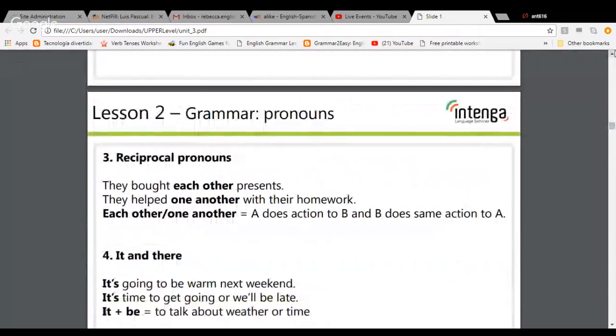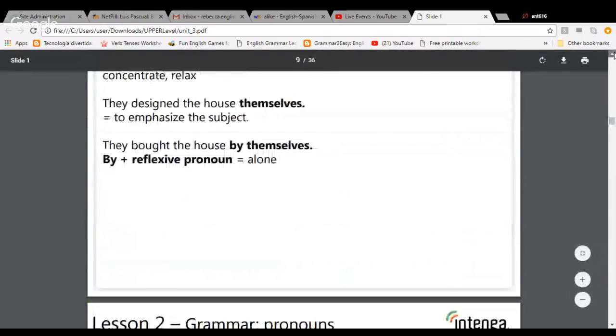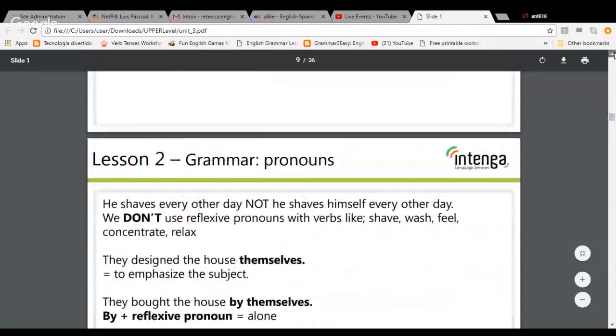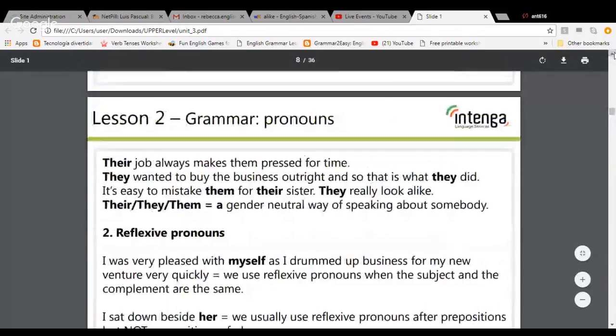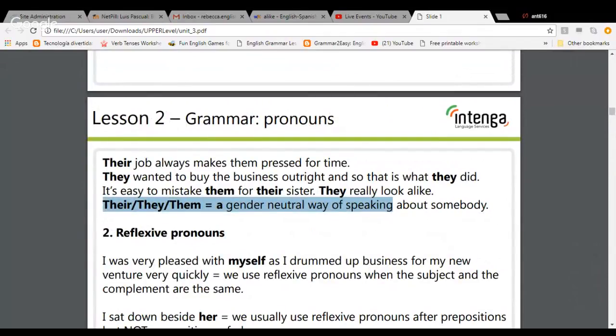Okay. So I understand where you're going, but not yet. Where is it? Come here. This one. They, them. Say that three times fast. A gender-neutral way of speaking about somebody. Again, this is when I commented that we can use singular or plural in this case. Okay, tricky. Okay, I got it.